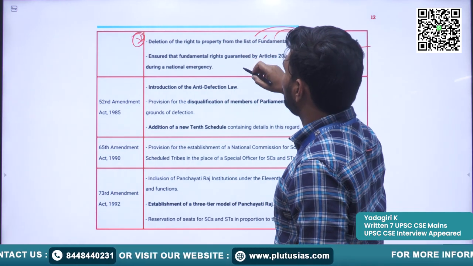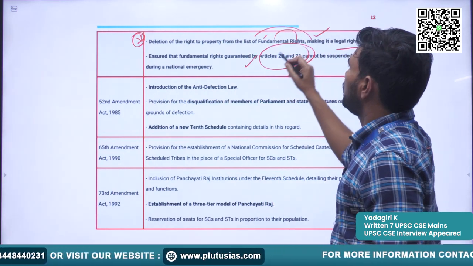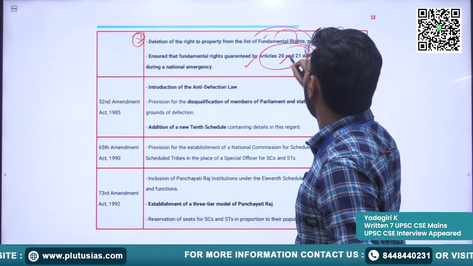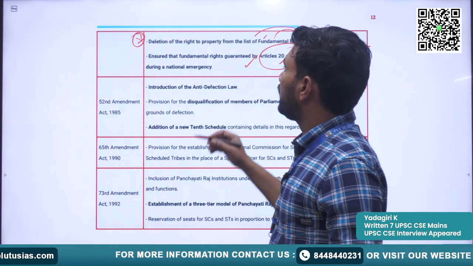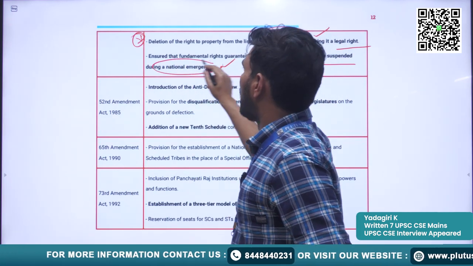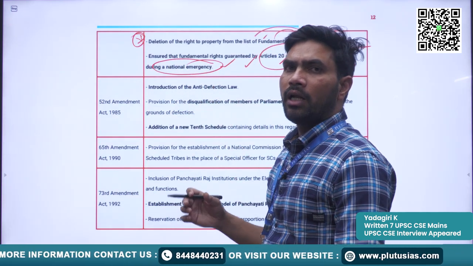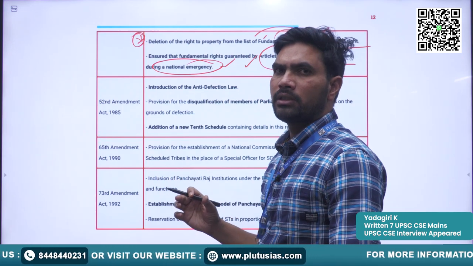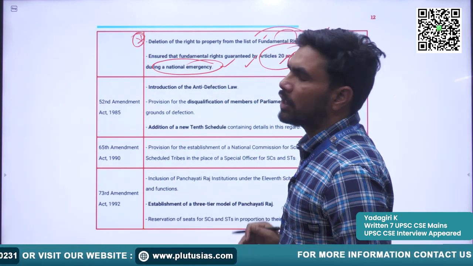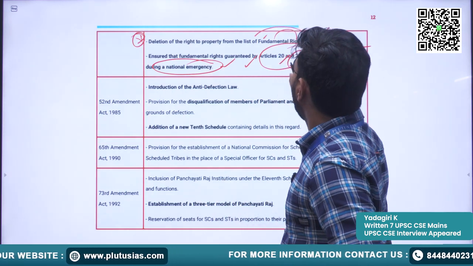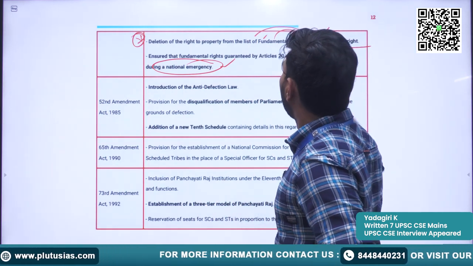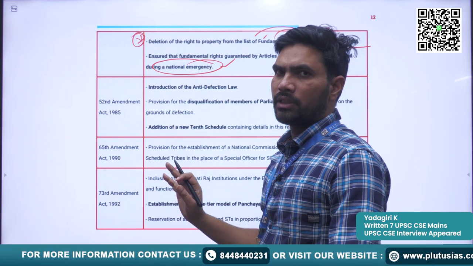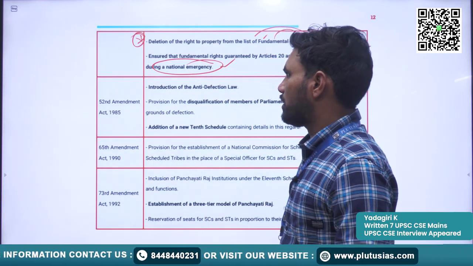Right. It also said that the rights under Article 20 and 21 cannot be suspended even during the operation of a national emergency. Earlier, all the fundamental rights were suspended whenever a national emergency was imposed. So the 44th Amendment Act said that the rights under Article 20 and 21 cannot be taken away even during the operation of emergency.